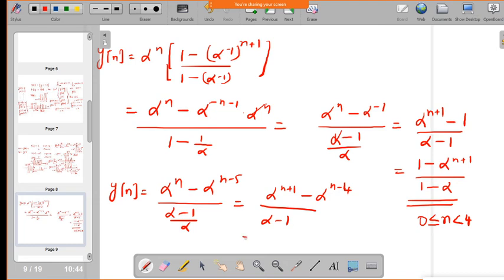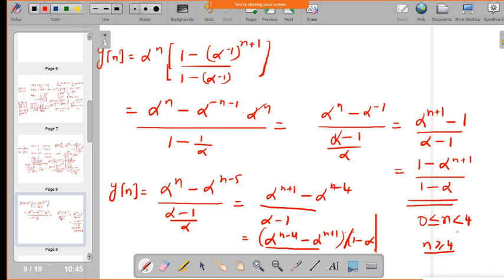If you take the negative outside, this will be equal to alpha power n minus 4 minus alpha power n plus 1, divided by 1 minus alpha. Okay, so this is for where n is greater than or equal to 4.